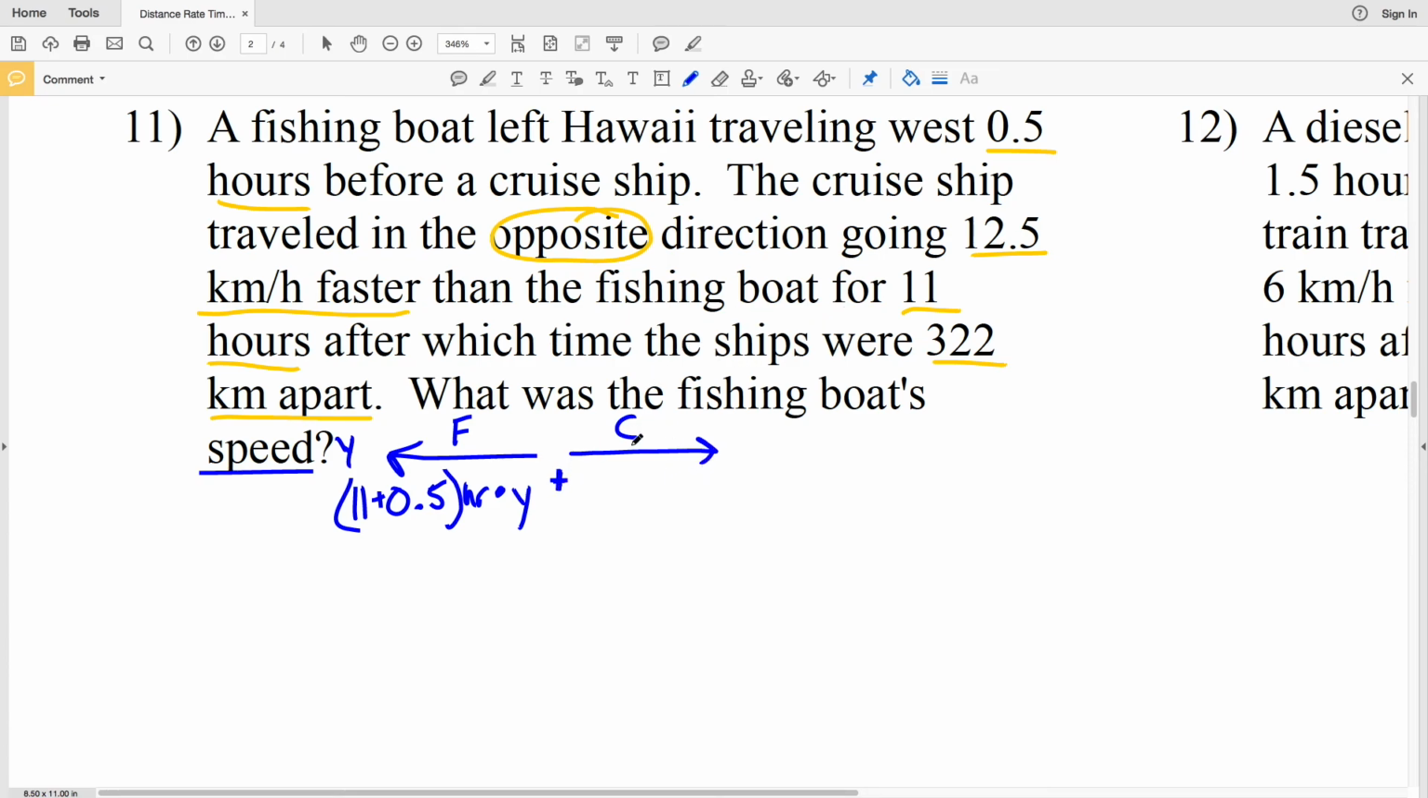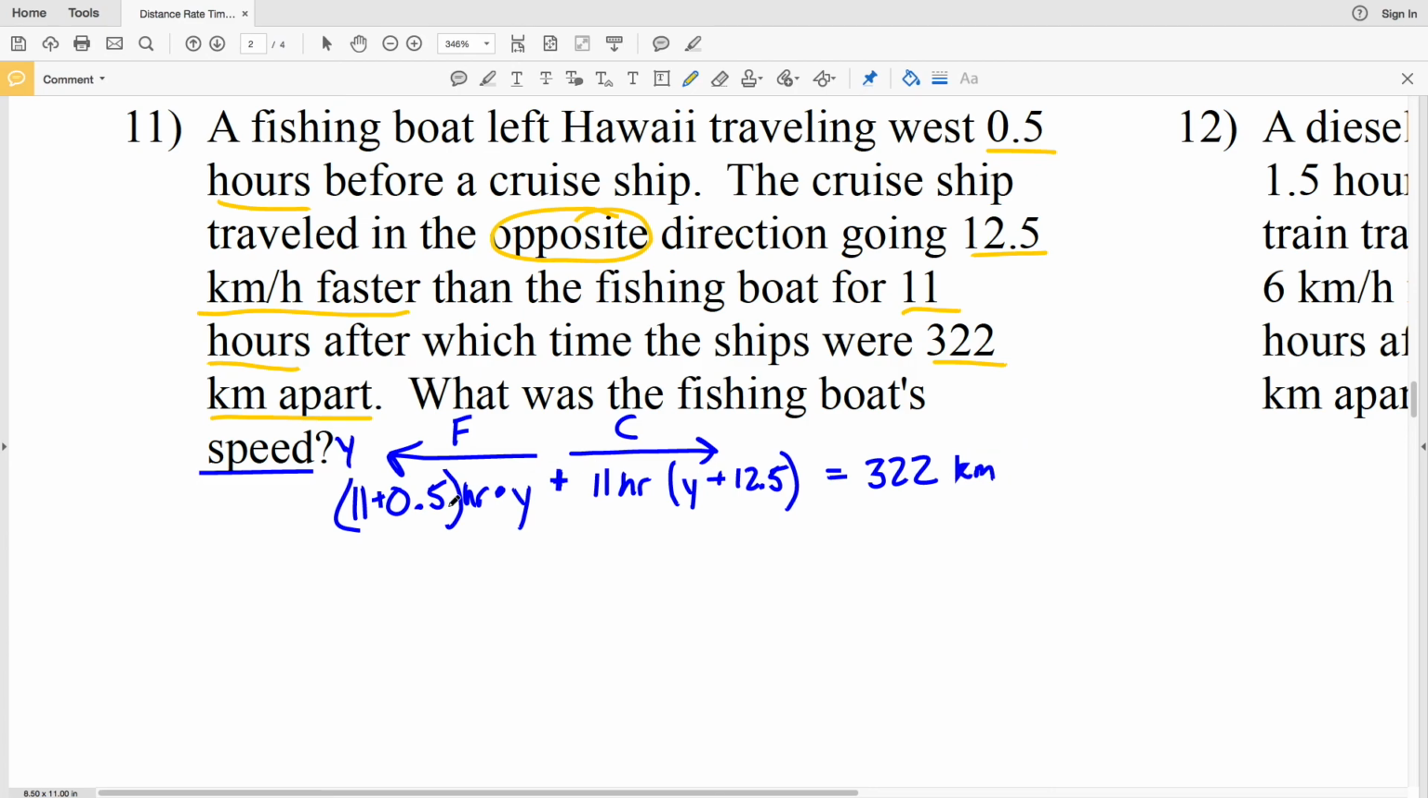The cruise ship we know traveled for a total of 11 hours, and it traveled 12.5 kilometers per hour faster than the fishing boat. So we're going to multiply 11 by y plus 12.5. Since it's going faster, we're adding that 12.5. The distance the fishing boat traveled plus the distance the cruise ship traveled is going to equal the distance they are apart, which is 322 kilometers.